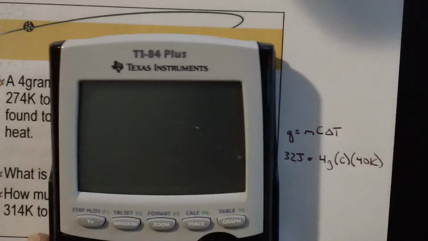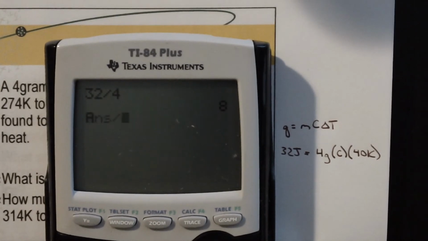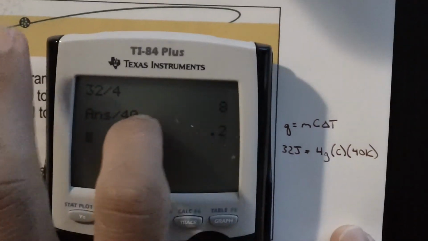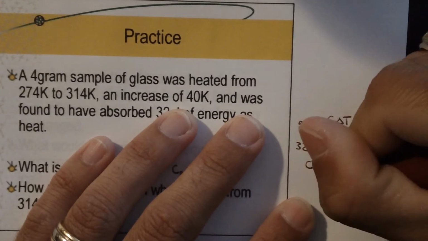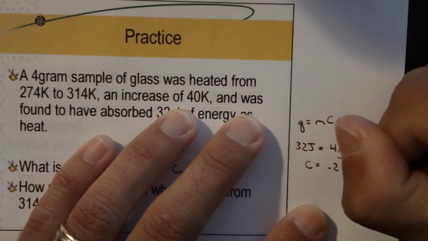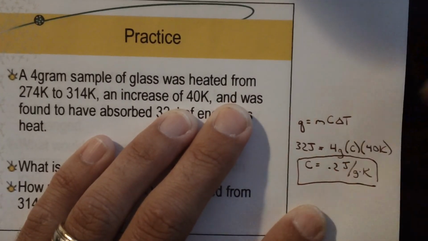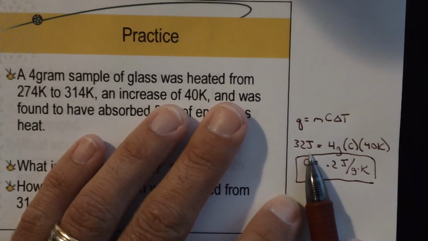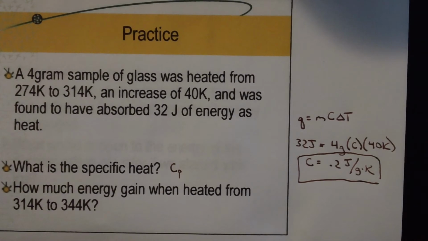And so here we go, 32 joules divided by the 4, it's 8, divided by the 40, should be 1/5. And so we should get a specific heat constant that should equal 0.2. The unit is joules over grams times Kelvin. That's our answer for that specific heat constant. Joules, there it is, divided by grams, divided by Kelvin, should be our specific heat. Hopefully that makes sense.